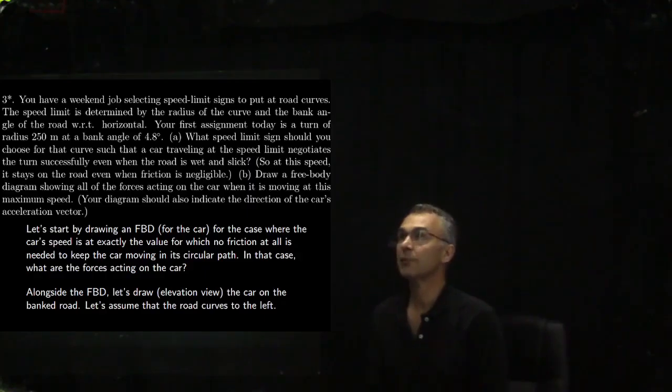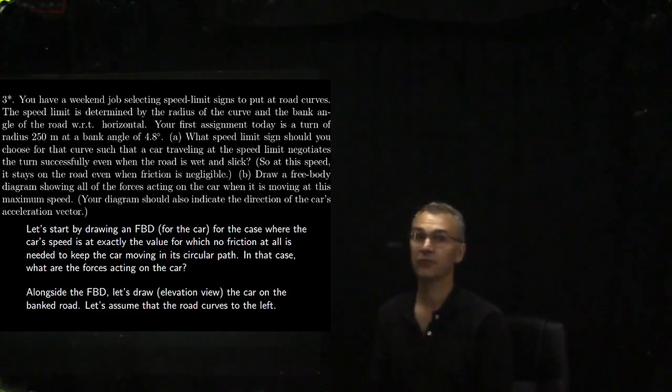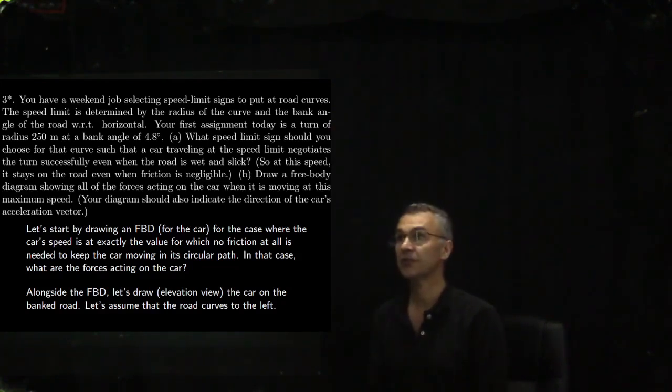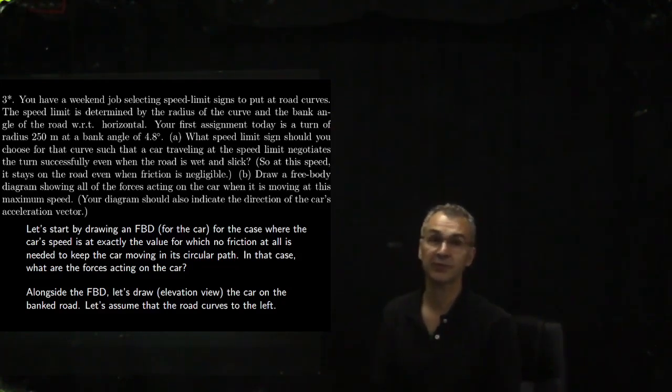You have a weekend job selecting speed limit signs to put at road curves. The speed limit is determined by the radius of the curve and the bank angle of the road with respect to the horizontal. Your first assignment today is a turn of radius r at a bank angle of theta. What speed limit sign should you choose for that curve such that a car traveling at the speed limit negotiates the turn successfully even when the road is wet and slick? So what that means is that at this speed, the car stays on the road even when friction becomes negligible because the road is wet and slick.